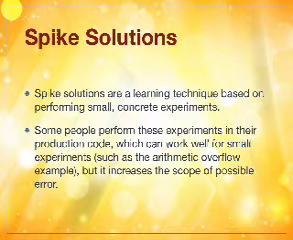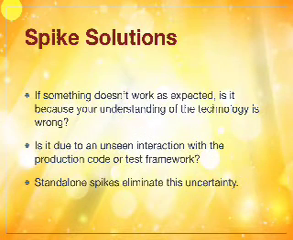Now, these are scenarios where you can use your spike solutions. Something doesn't work as expected and you are not understanding why it doesn't. So is it because of the technology or because of your understanding? You can get an answer by implementing a spike solution. Then is it due to an unseen interaction with the production code and your test framework? You can check upon that. And you can also use standalone spikes to eliminate this sort of uncertainty and to derive concrete answers from your production code.